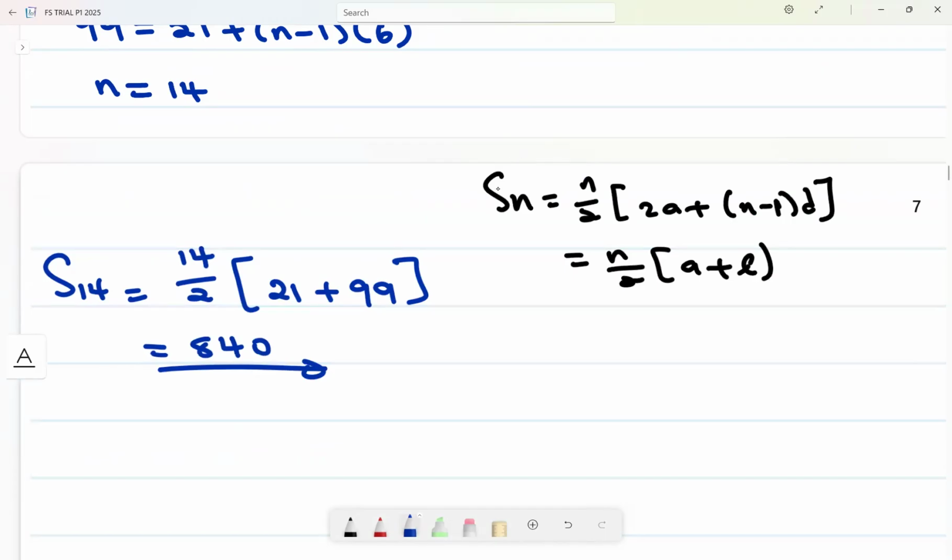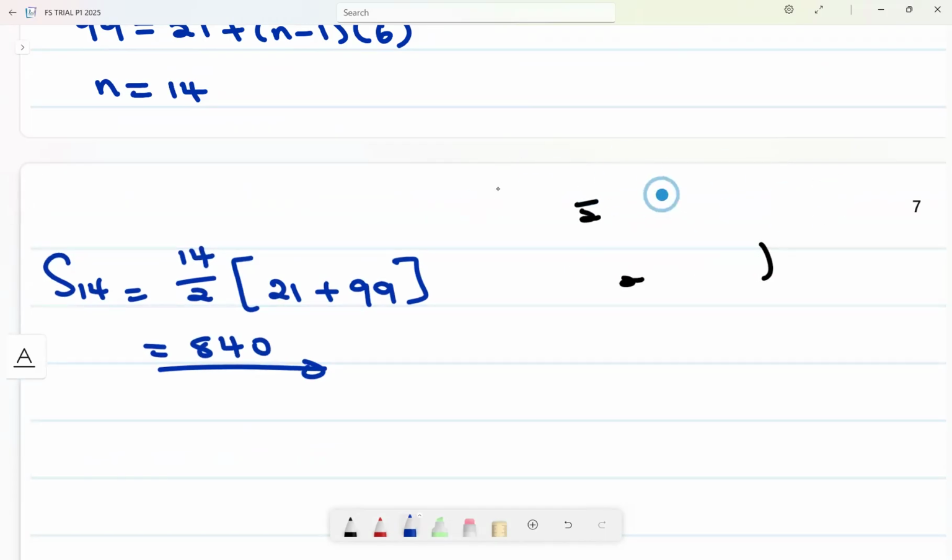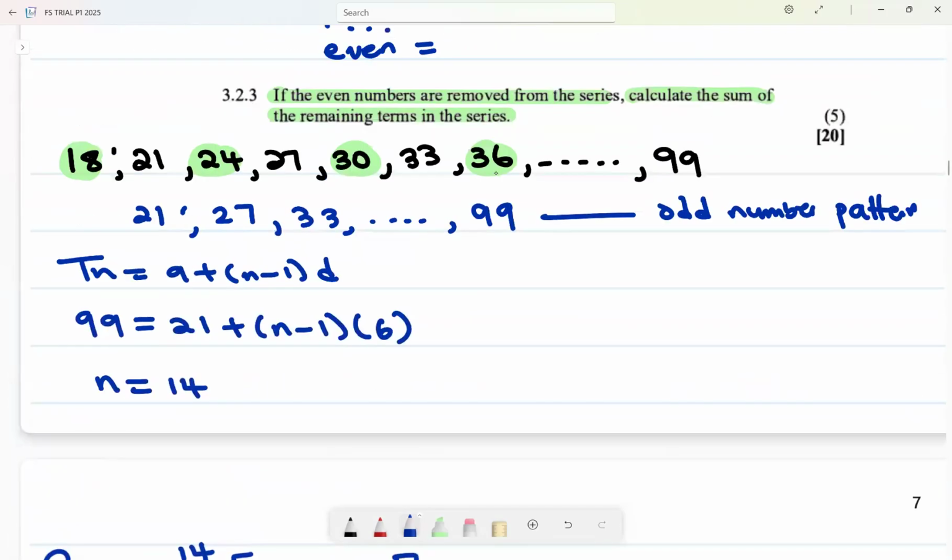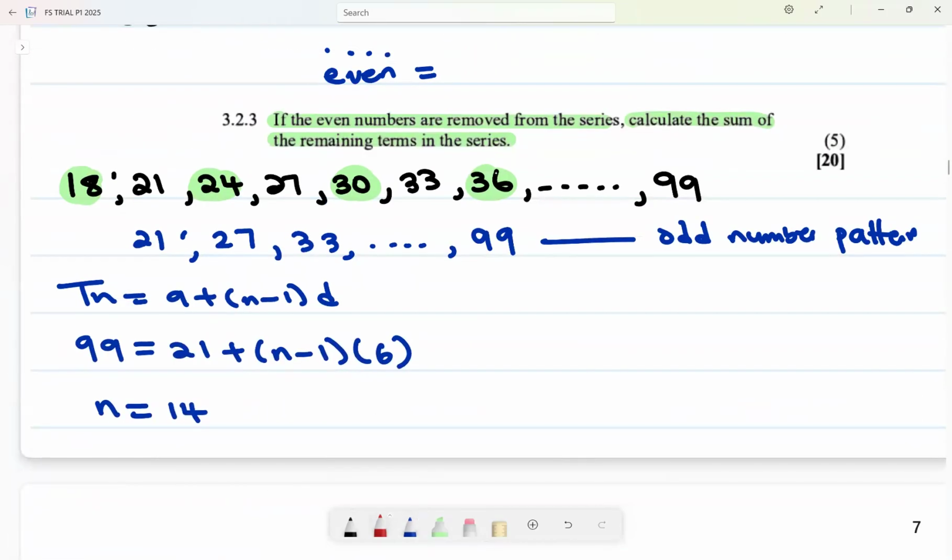This is the method that you can do. There are people who might want to take the longer route. It's not necessarily long, but some people might say, let us find the number pattern of the even ones, which is 18, 24, 30, and so on. The last term, let's check here: 99 minus 3, it is 96.